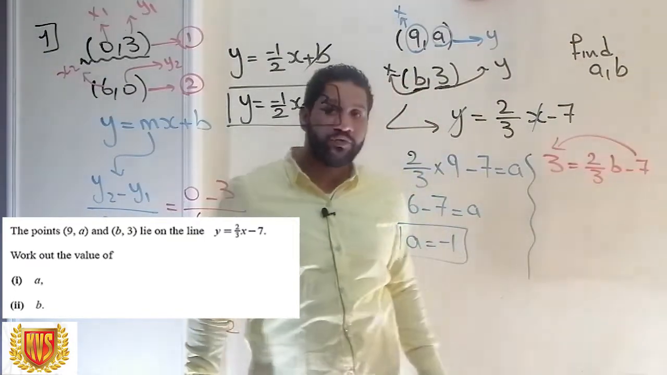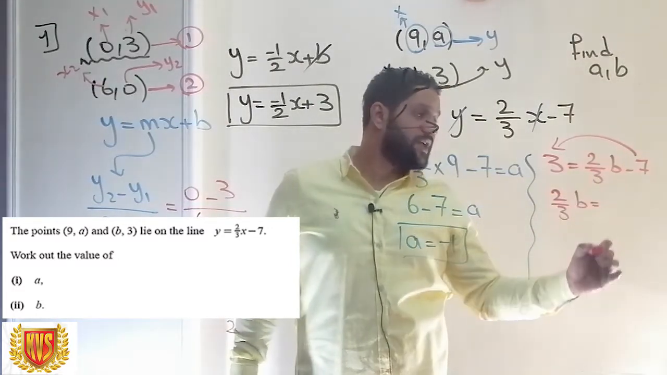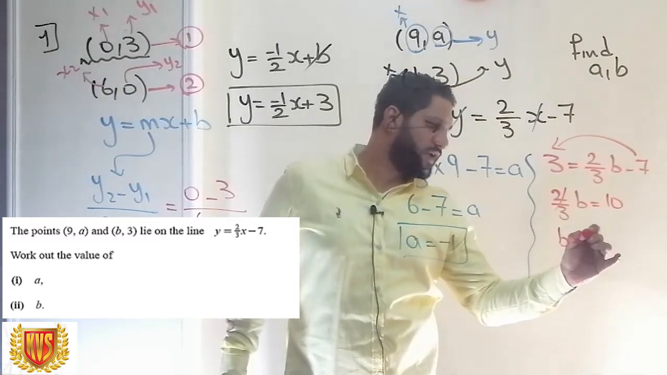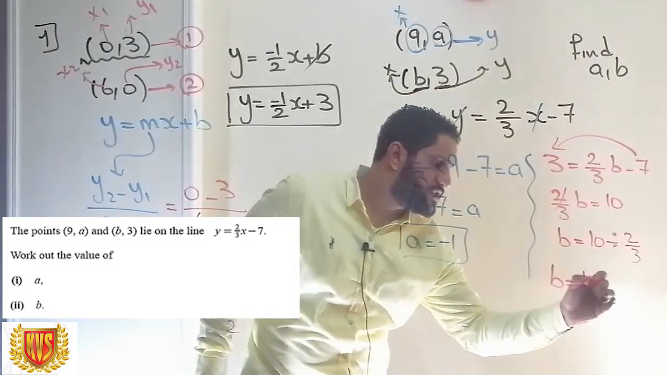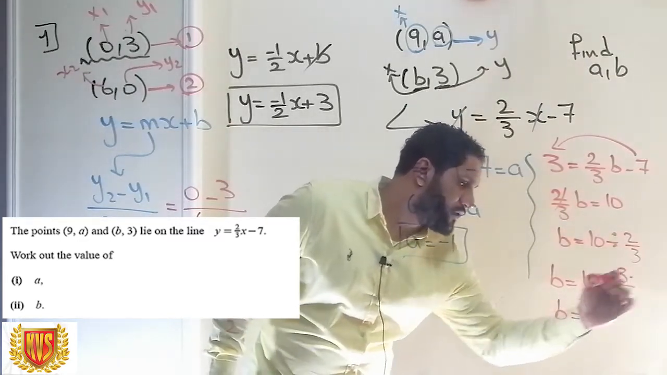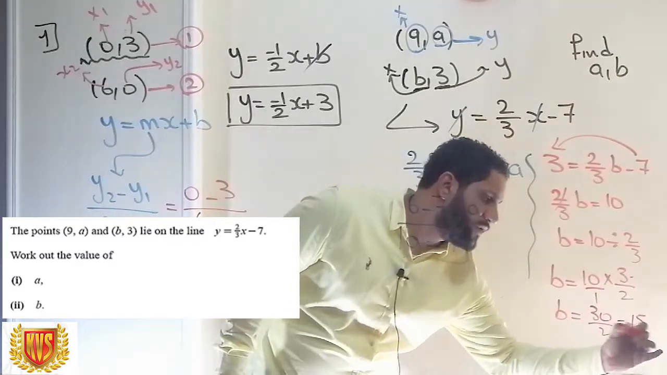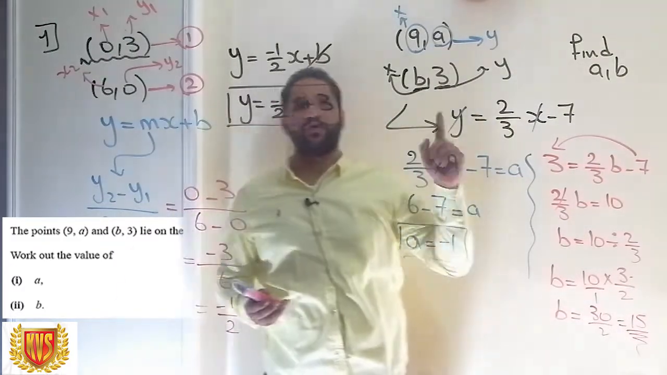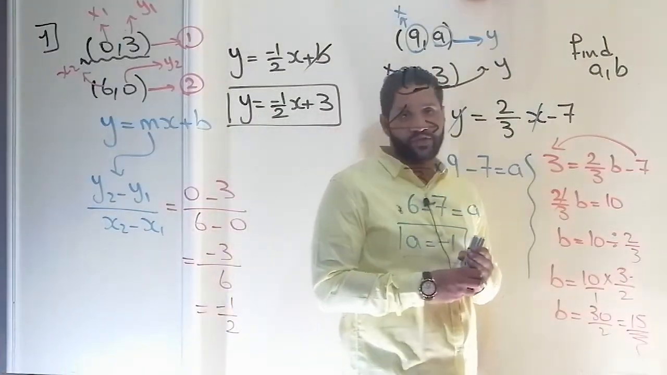This negative 7 will go to the other side by addition, so 2 over 3 b is equal to 10. 2 over 3 will go to the other side by division, so it's 10 divided by 2 over 3. Let's complete this part. So it's 10 times 3 over 2. So b is equal to 10 times 3 over 2, it's 30 over 2, which is 15. Okay? It's very important to know this type of question because we like it a lot, and it's liked also in the checkpoint exams.